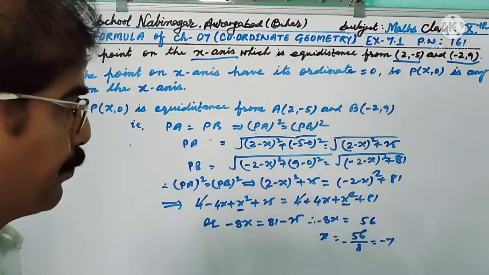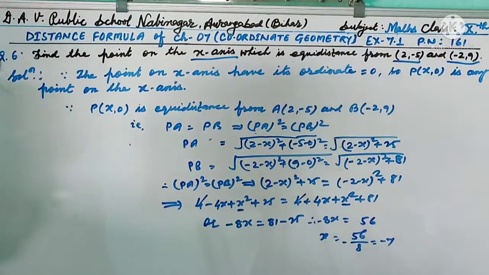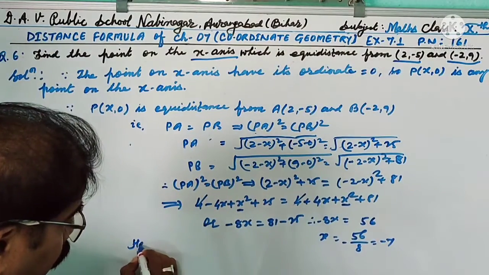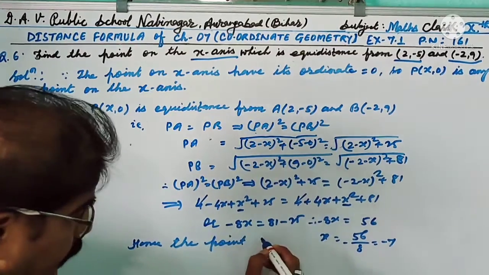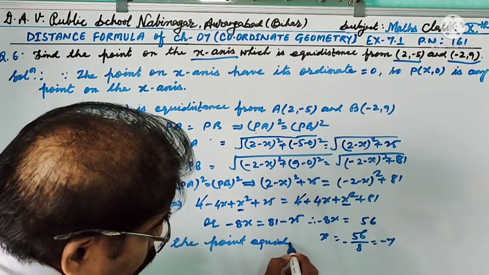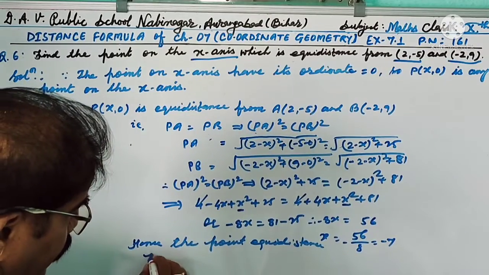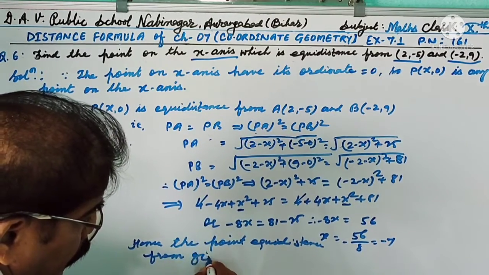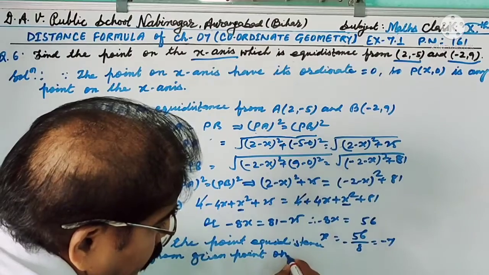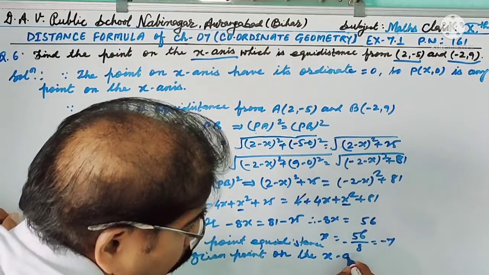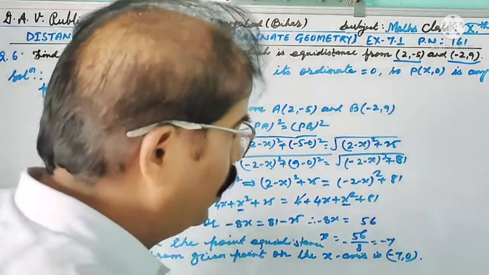So dear students, x is minus 7. Hence the point on the x-axis equidistant from the given points is (-7, 0). This is your answer.